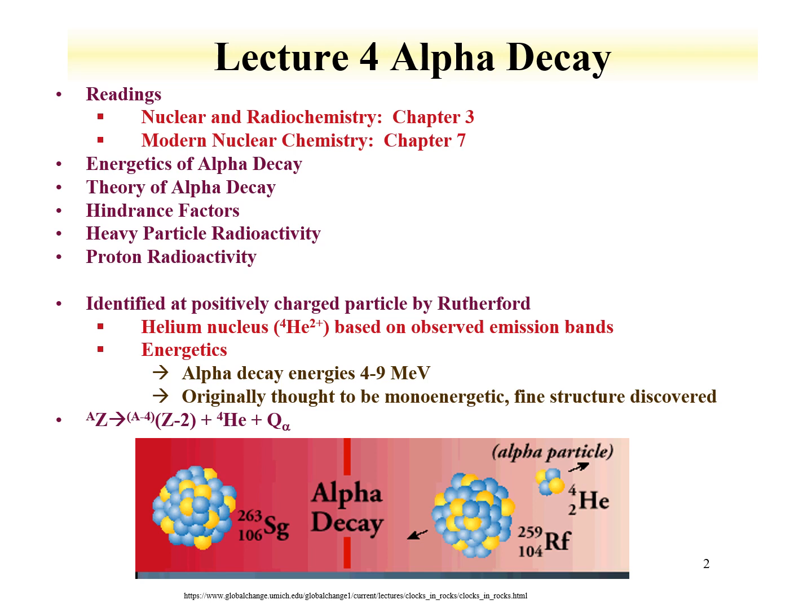The readings for alpha decay are covered in Chapter 3 of Nuclear and Radiochemistry and Chapter 7 of Modern Nuclear Chemistry. This lecture is going to cover energetics of alpha decay, in other words, the energy related to the decays. We're going to get information from the theory of alpha decay as it's developed between energetics and half-lives. We're going to introduce a term called hindrance factors.